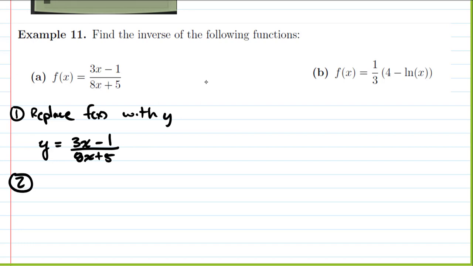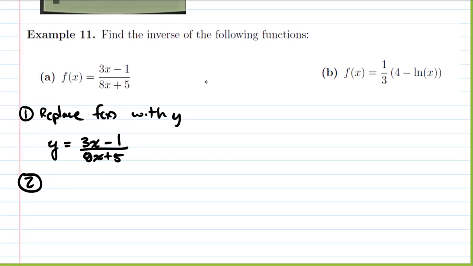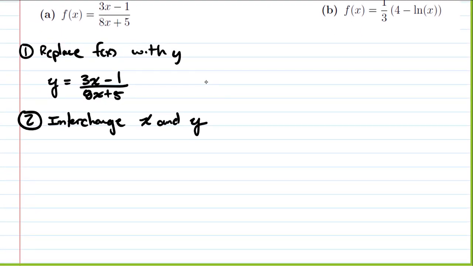Step 2 is we interchange x and y. So that's going to give us x equals 3y take away 1 all over 8y plus 5. And then step 3 is we solve for y.